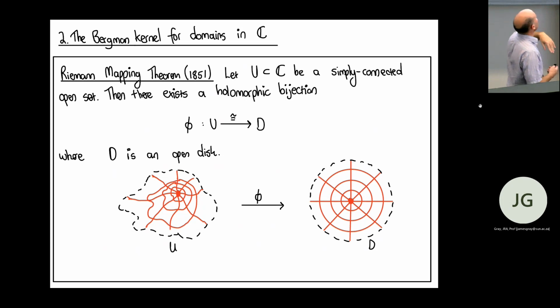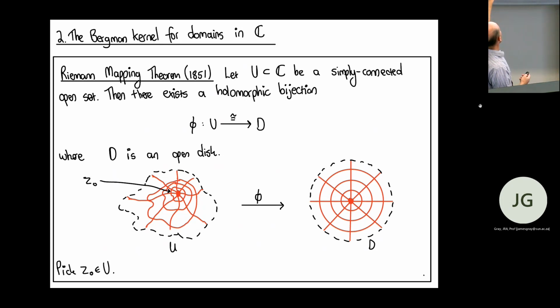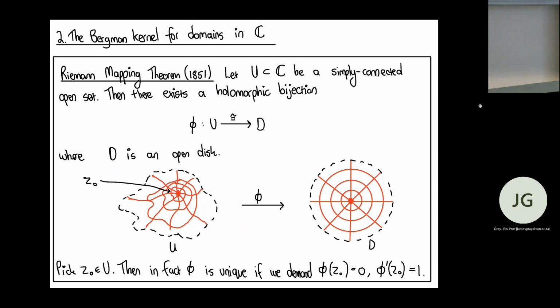And moreover, how does this bijection work? We can make it unique. Once you pick a starting initial point Z0 in the open set U, then phi is unique if we demand two things, namely we want to send Z0 to the origin, and we want the derivative of phi at Z0 to be 1. Then that fixes it.